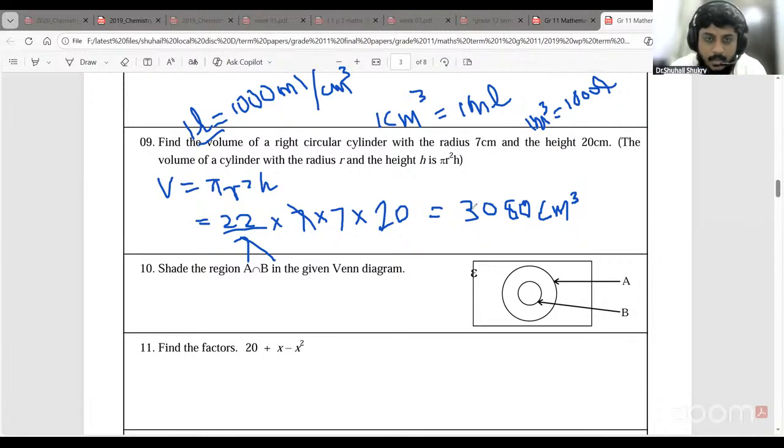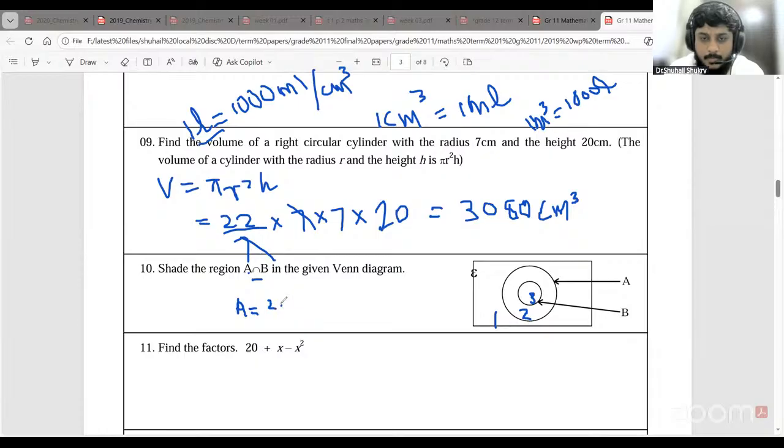Those things are fine. Now they have finally shaded the region A intersection B. So you know what A intersection B is. First of all, when you're going to shade this, I'll tell an easy way. Instead of ABC, just put 1, 2, 3 here. Then, can you tell what belongs to A? For A, 2 and 3. These 2 and 3 belong to A.